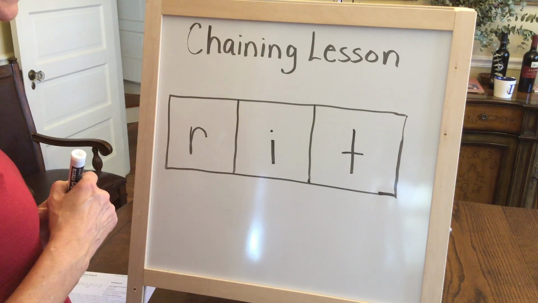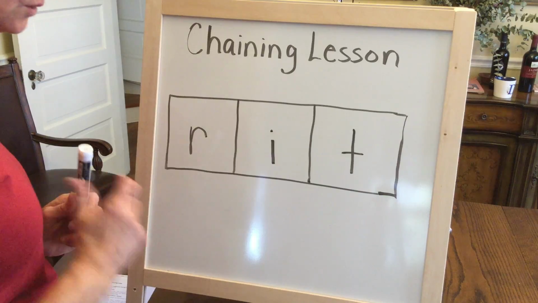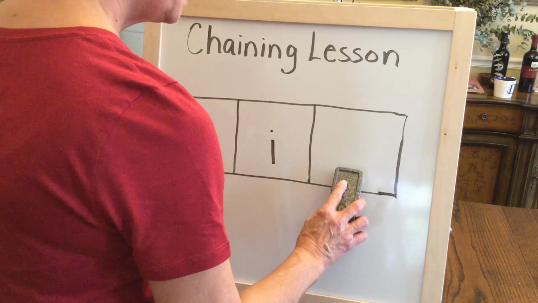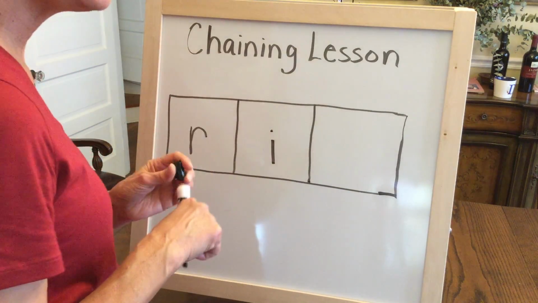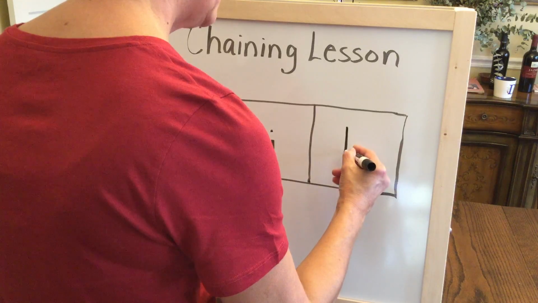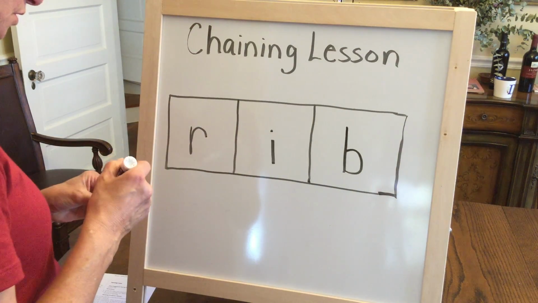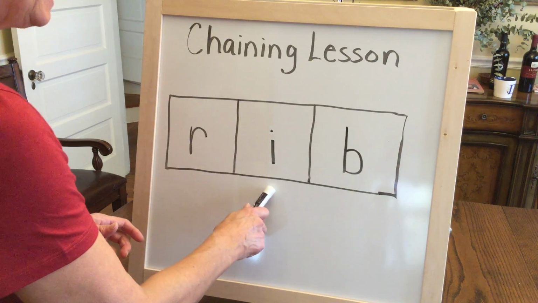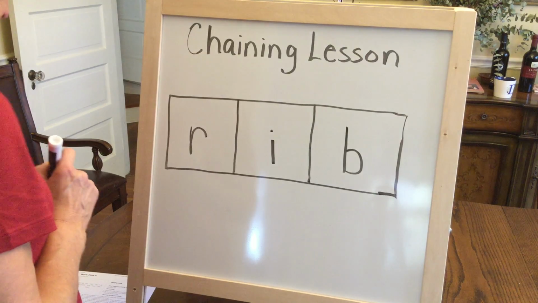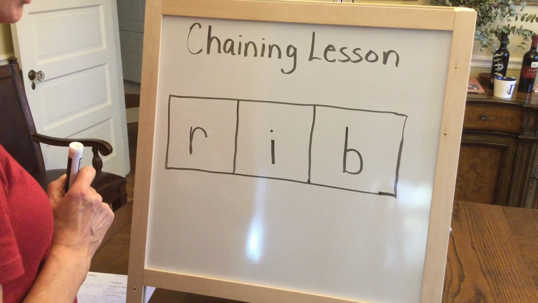On our next word, we want to change the T to B. So think about which letter you need to change. The T to B. Correct. We're going to change this letter here, and we're going to put the B sound. What letter says B? B. You are correct. So you're going to write a B here. Now let's read this word. Rib. Very good.